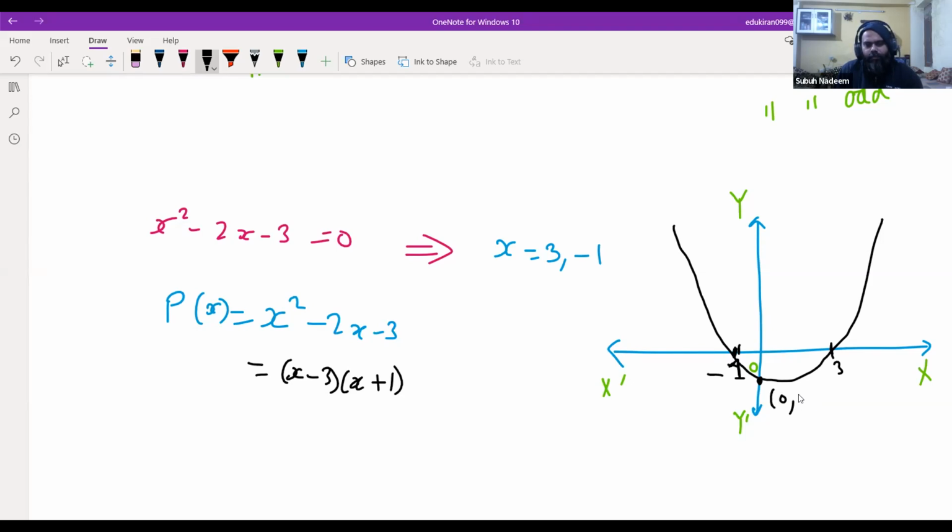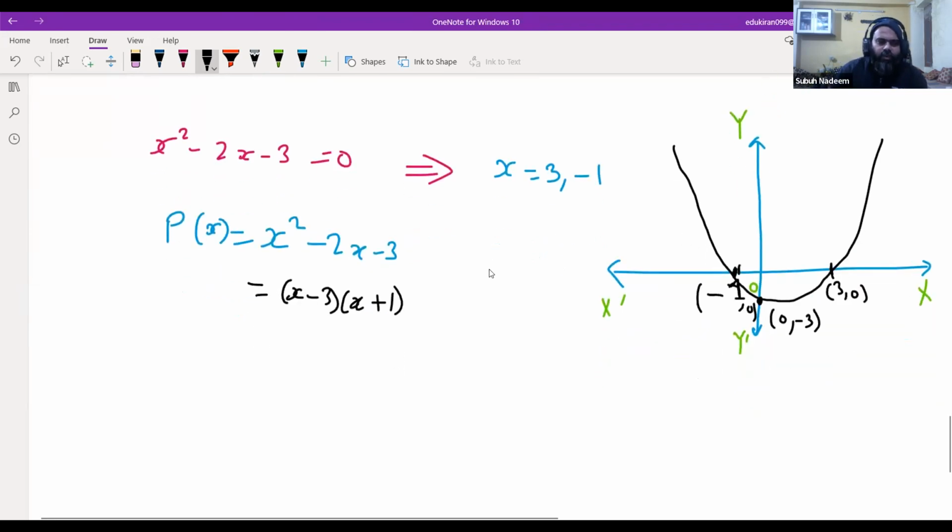x will be 0. x as 0, we'll get -3. So it is minus. And these points are 3 comma 0 and minus 1 comma 0. So this is the graph of x square minus 2x minus 3.